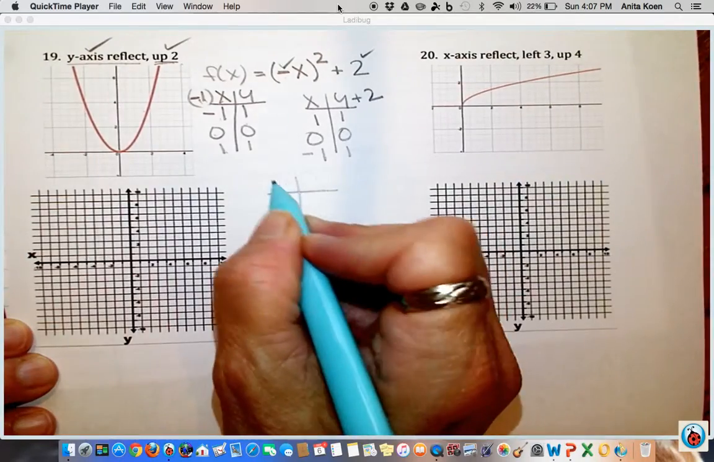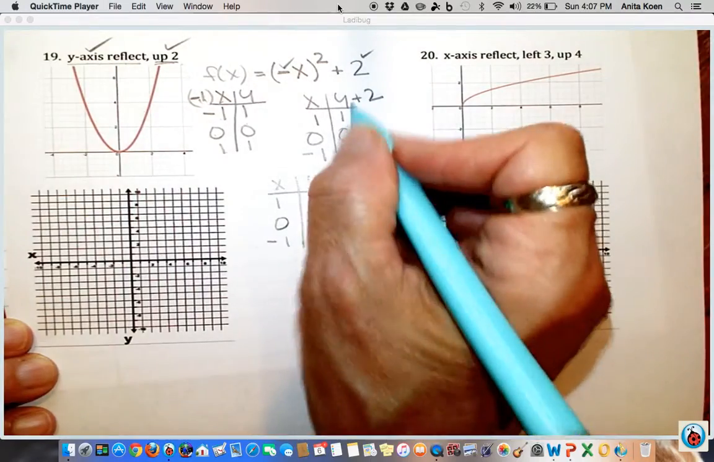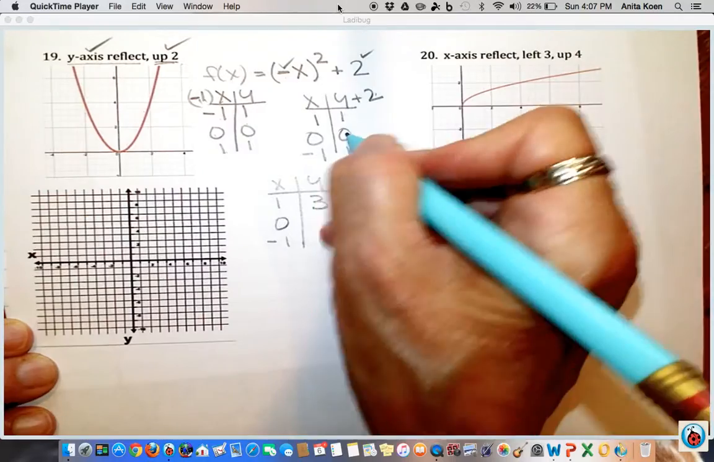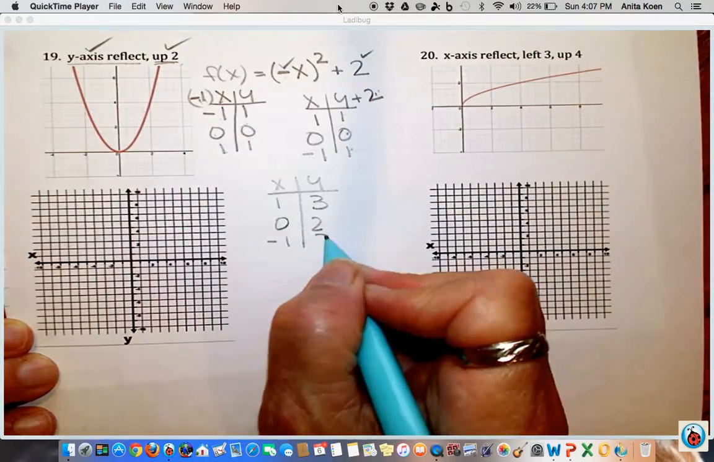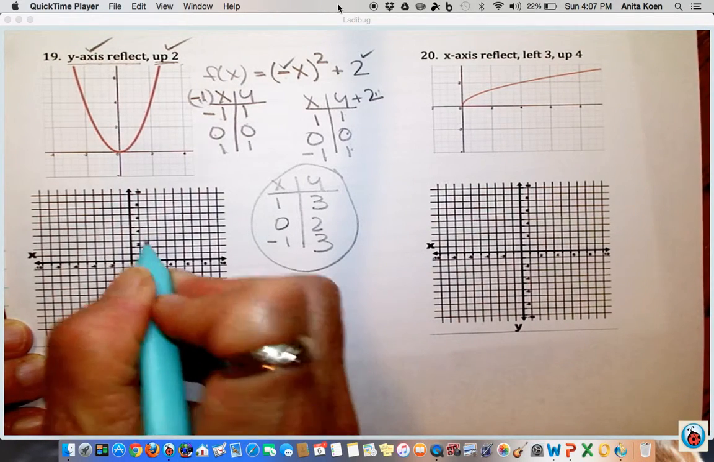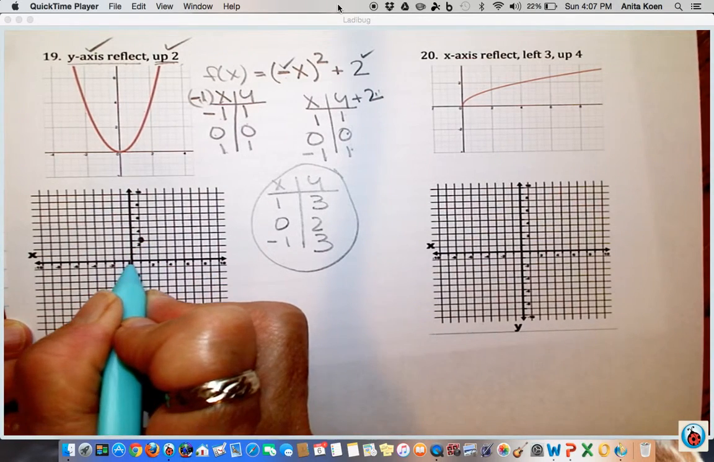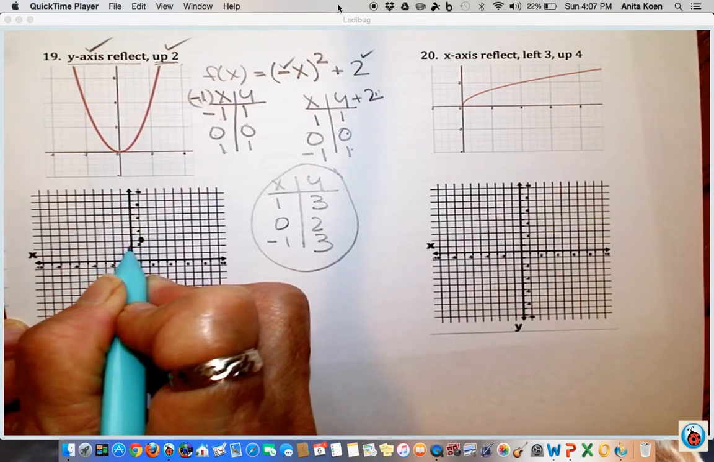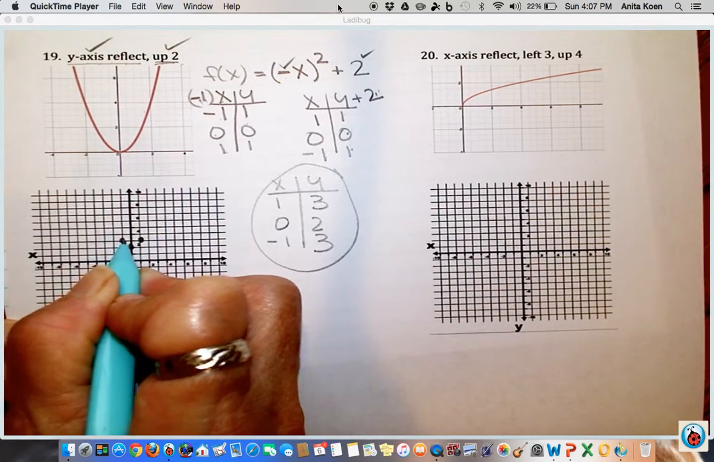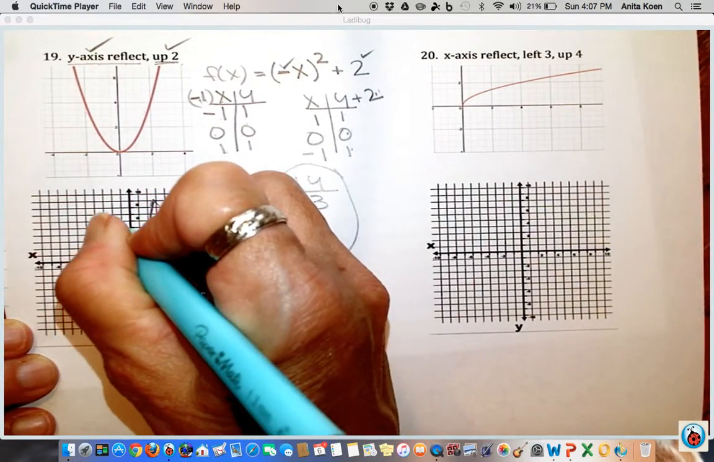And this is the table that we're going to graph. So the y's are going to change here, and the x's have stayed the same. So 1 plus 2 is 3, 0 plus 2 is 2, 1 plus 2 is 3. This is the table we're going to graph: 1, 3, 1, 2, 3, 0, 2, 1, 2, and negative 1, 3. So here's my new quadratic right here.